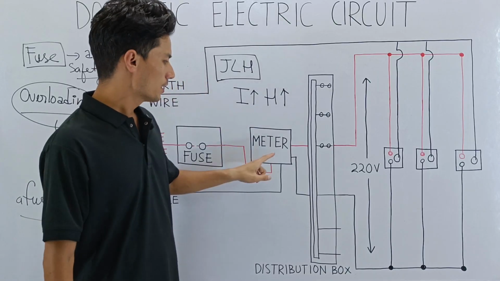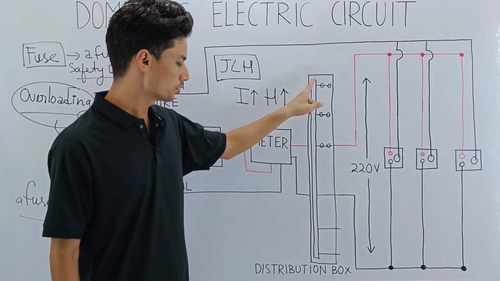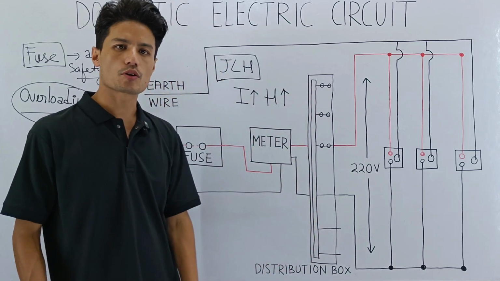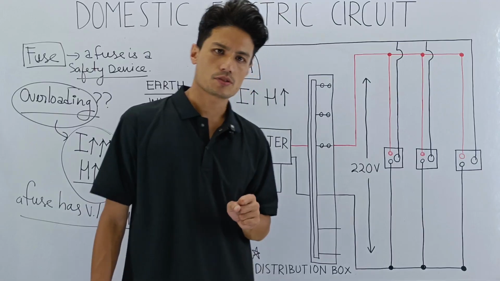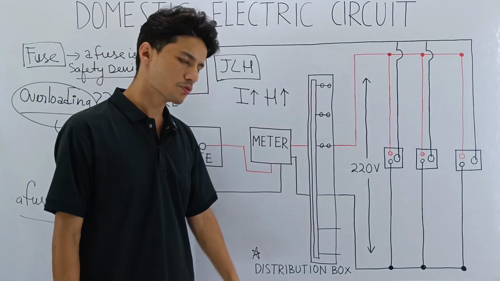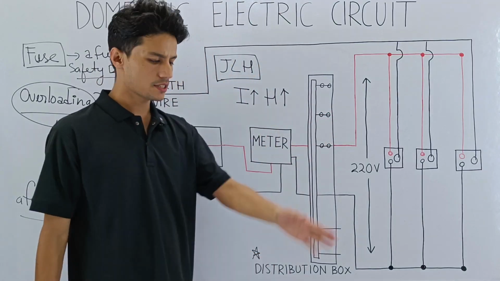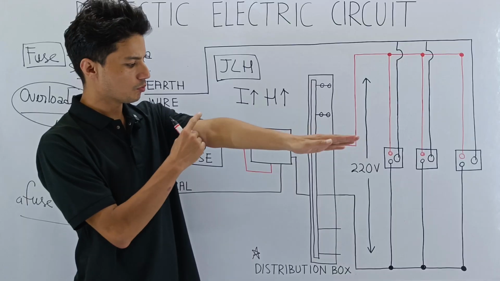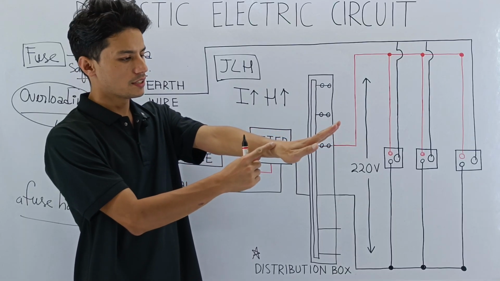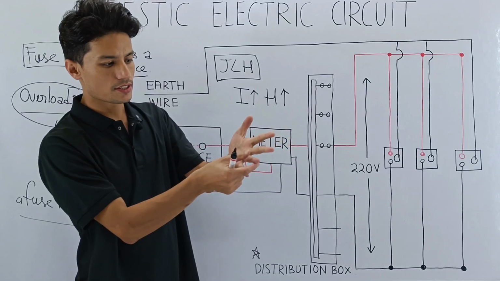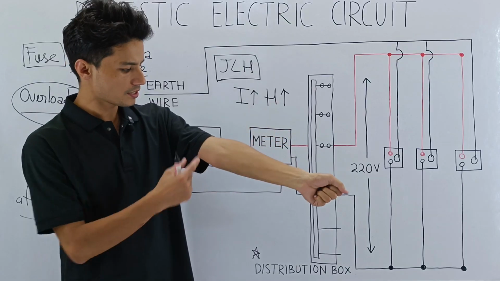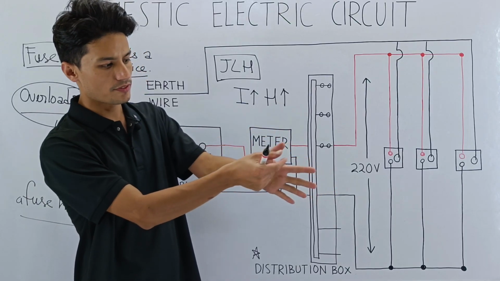I hope that's clear. Then moving forward, the live wire will now go to the distribution box, which is a very important component of the domestic electrical circuit. So what is this distribution box? As the name itself suggests, distribution will take place. It's just like my arm, okay? This is one single arm, but see, this arm gets split into 5 fingers, isn't it? So it's just like that. One single arm splits into 5 fingers.